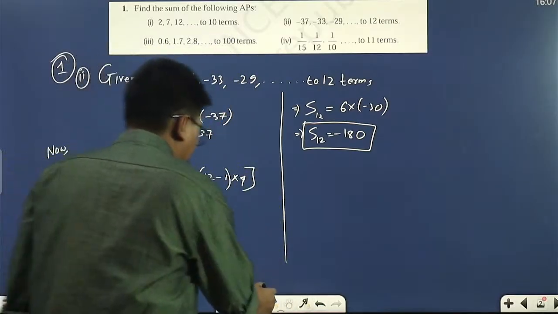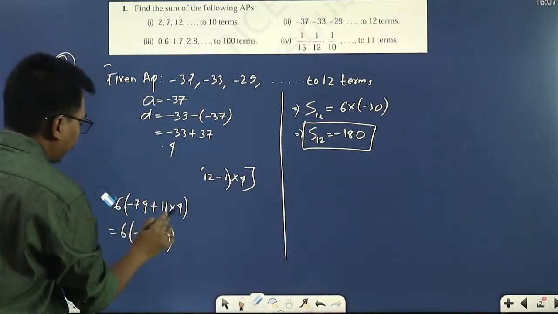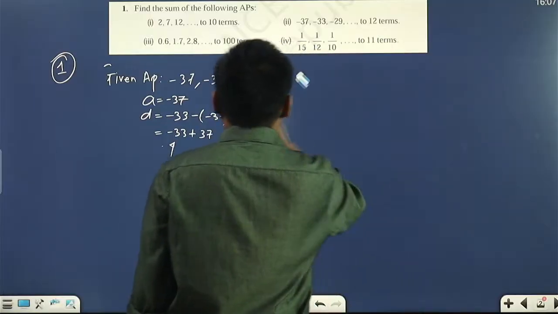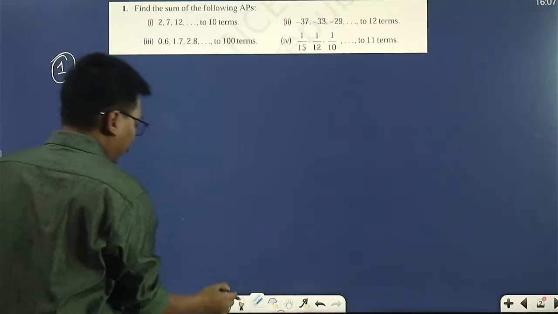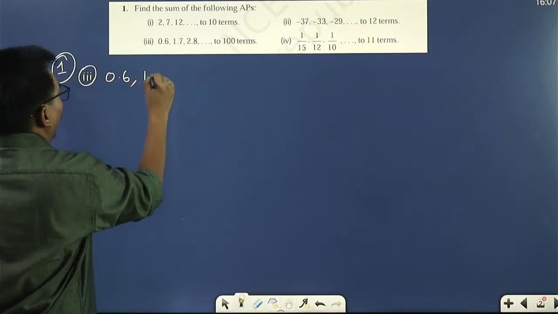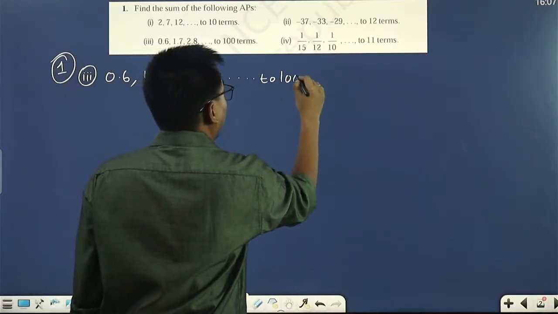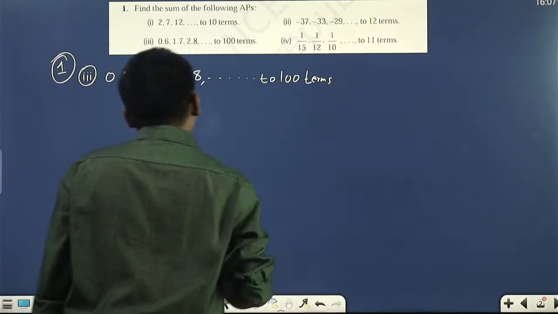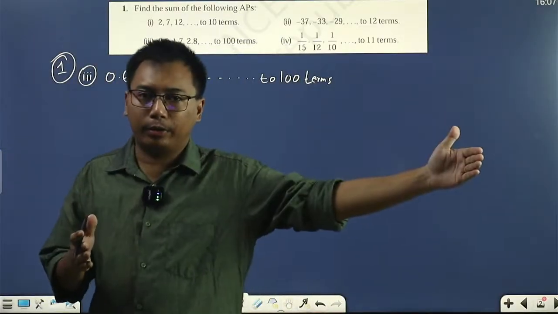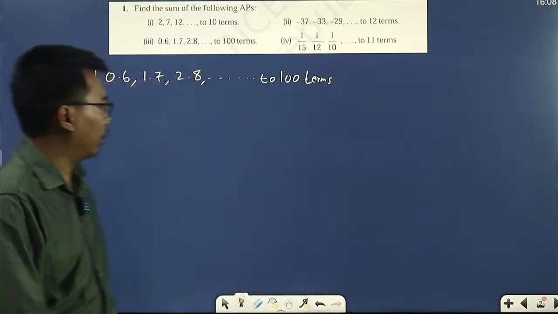All right. Let's proceed to Roman number 3. 0.6, 1.7, 2.8. Up to how many terms? 100 terms. So from this AP, we have to find the sum up to 100 terms. Up to 100 terms, we have to add them. All the 100 terms, we have to add and then find the solution.